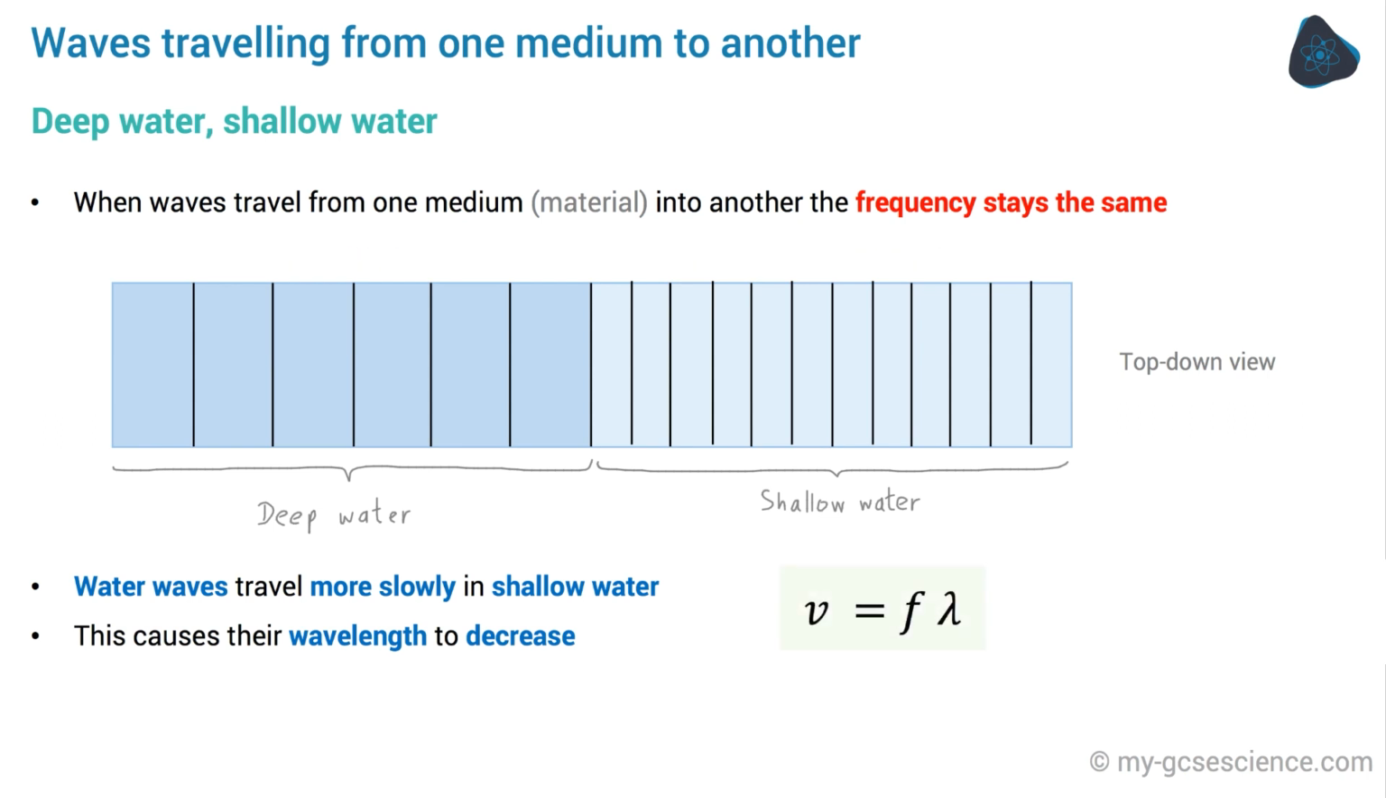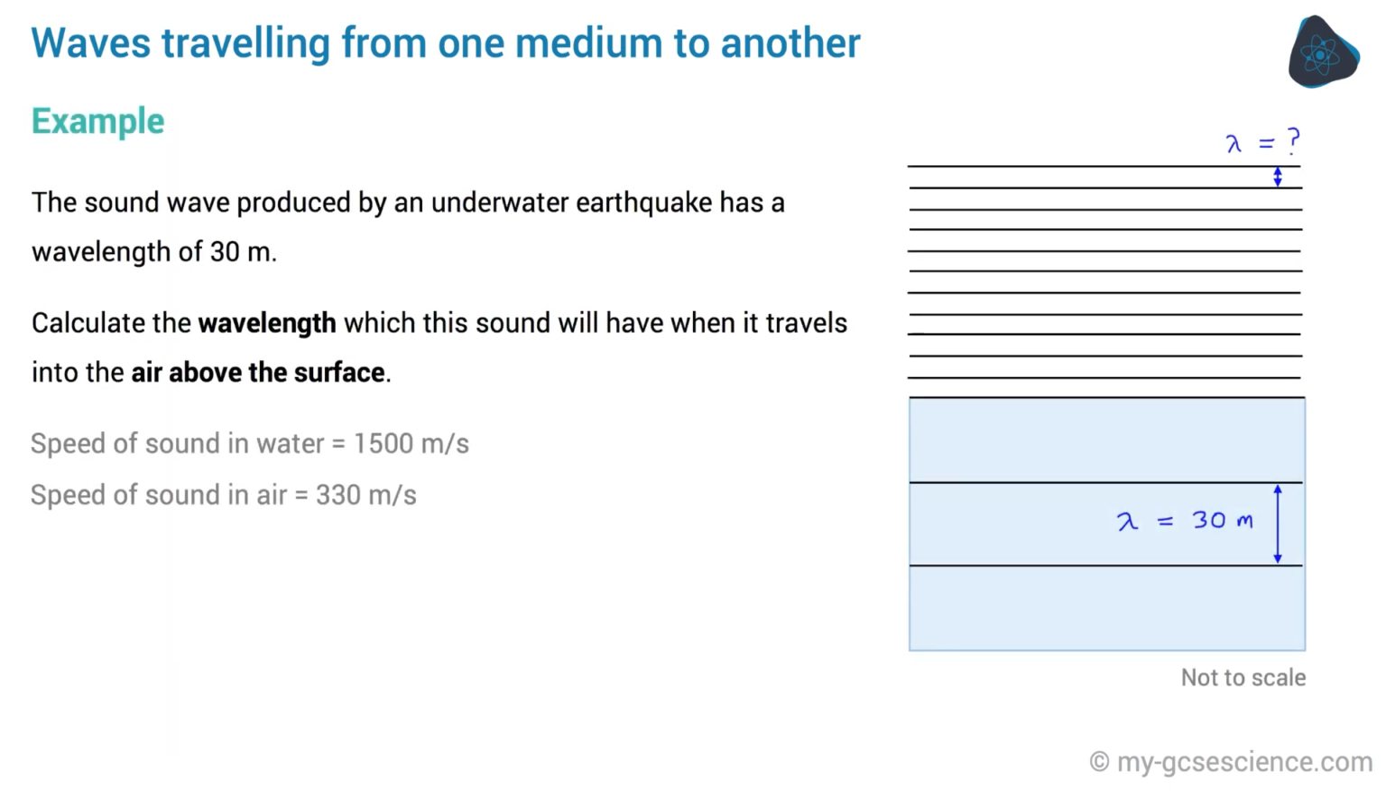From the wave equation, we can see that because the frequency of a wave is constant when it travels from one medium into another, the wave speed and wavelength must be proportional to one another. Doubling v causes lambda to double, halving v causes lambda to halve, and so on. One last example now to see you on your way.